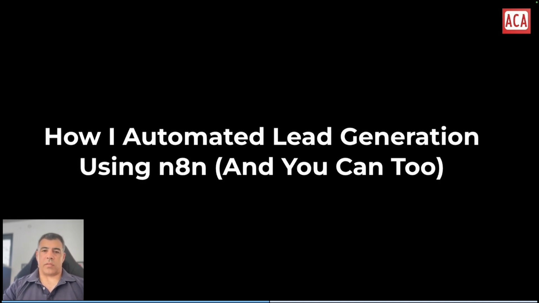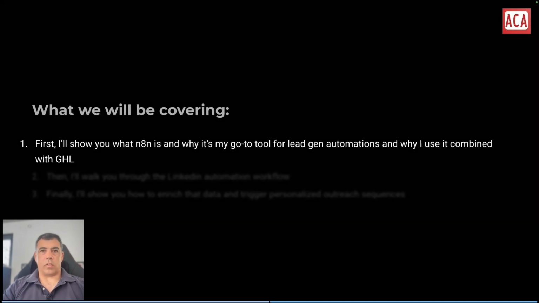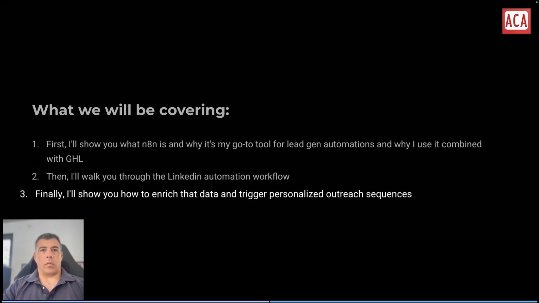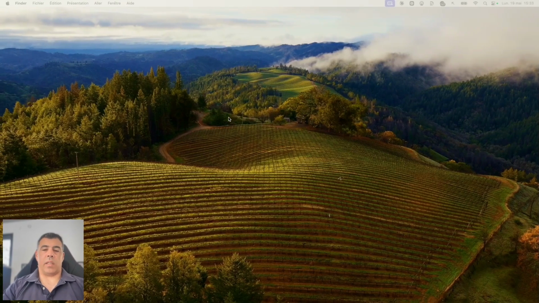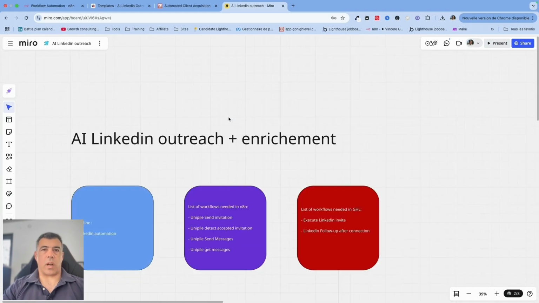So in the next few minutes, I'm going to cover the n8n automation and why this is my go-to for lead gen strategies and why I use it combined with Go High Level. I'm going to walk you through the different LinkedIn automation workflows. And finally, I will show you how to enrich this data and trigger personalized outreach sequences. So let's dive in. First of all, we are going to see how this is all structured.